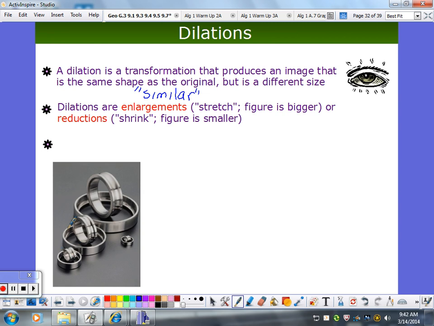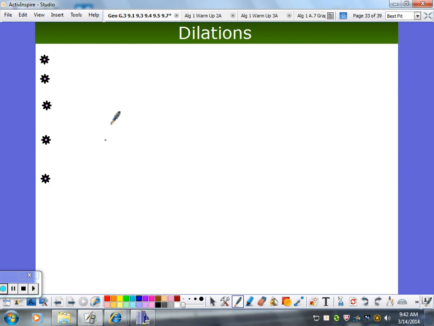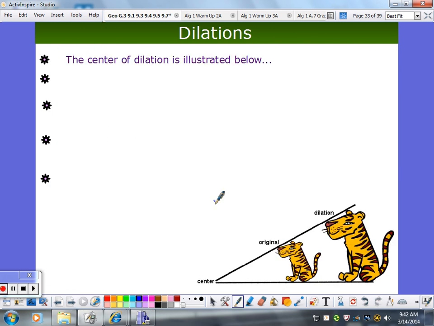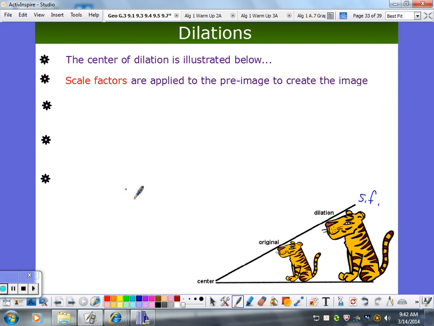So just some examples here of things that are dilations of each other. They're not isometries. You don't get congruent when you're done, but you get similar. Center of dilation is illustrated below. So here's your center. Relative to that center, you're going to grow by a certain scale factor. We've heard scale factor before. They're applied to the pre-image to create the new image. This is my original, there's my pre-image, that would be the image.